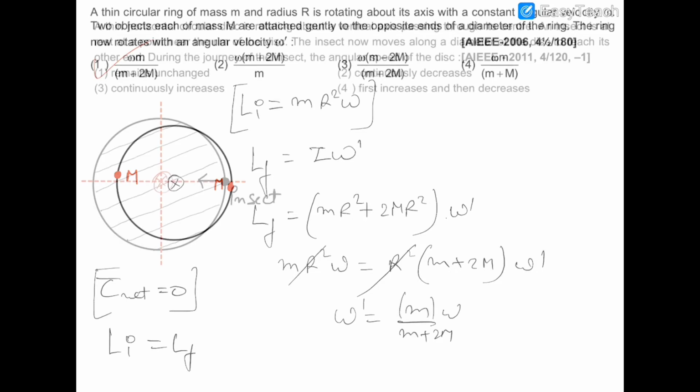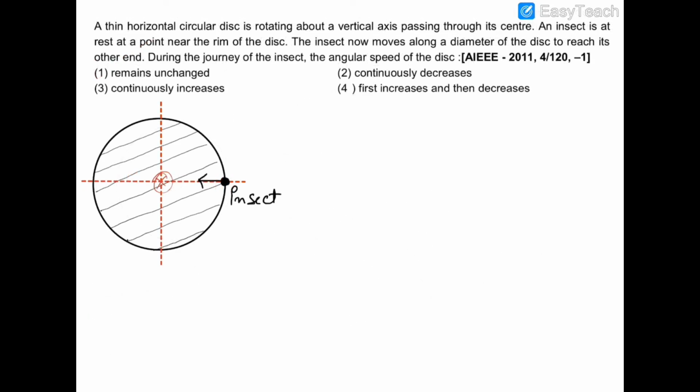Now let's move on to the next question. In this video, there is a horizontal thin circular disc which is rotating about an axis passing through its center and perpendicular to its plane. Now there is an insect sitting on the rim of the disc, initially at rest, but that insect starts to move towards the center of the ring, passes through the center, and continues to move towards the diametrically opposite point on the diameter. So in its complete motion, when it moves from this point to this point, we have to find out how the angular velocity of this ring would change.